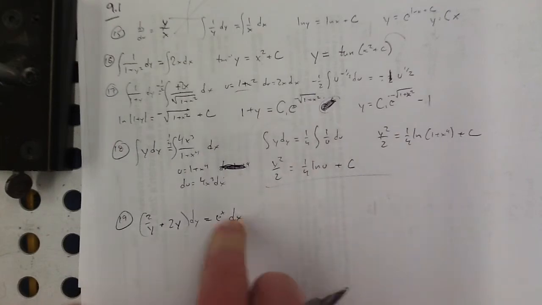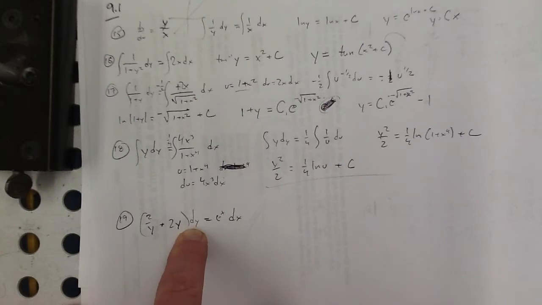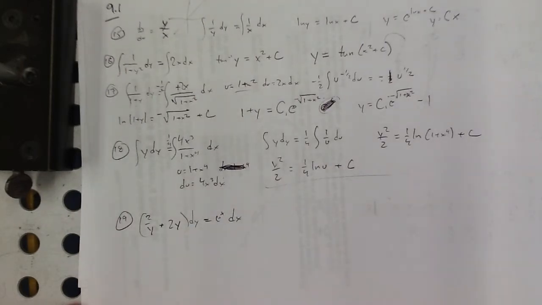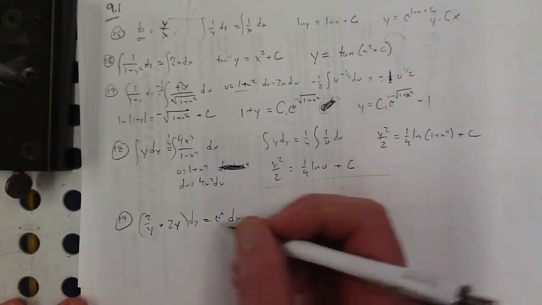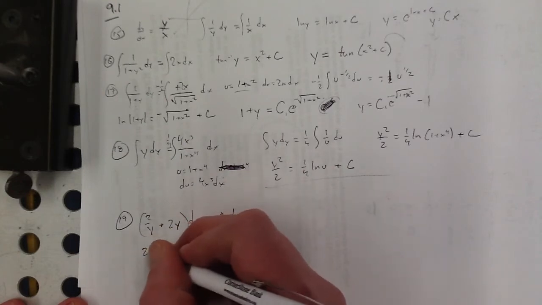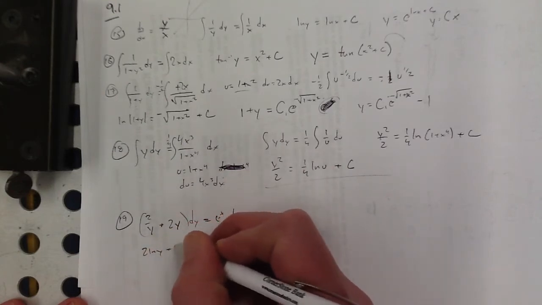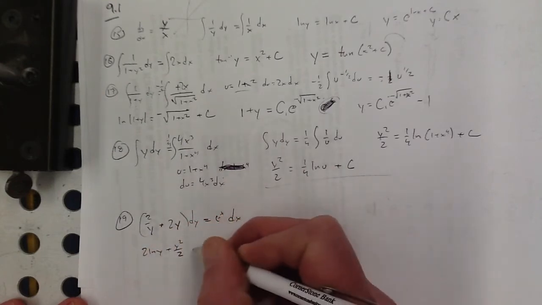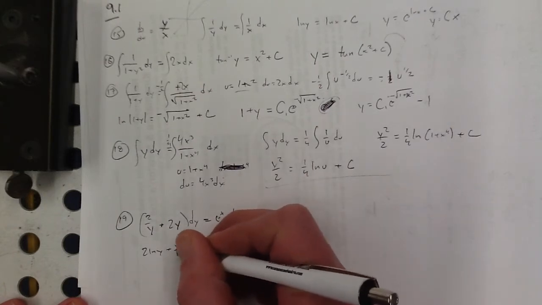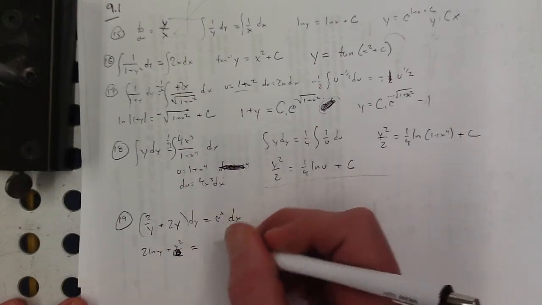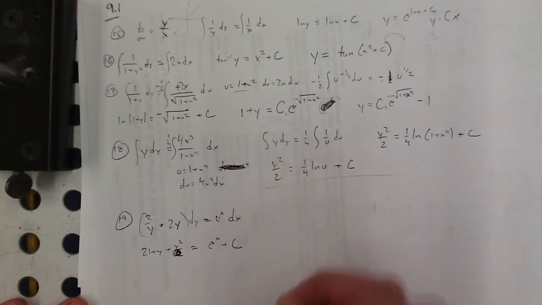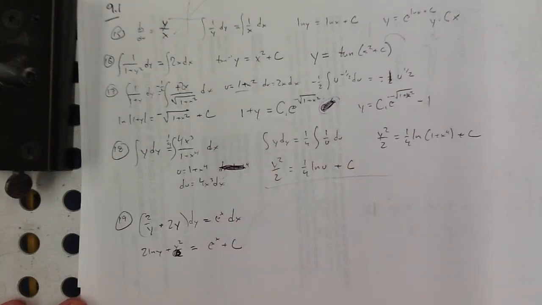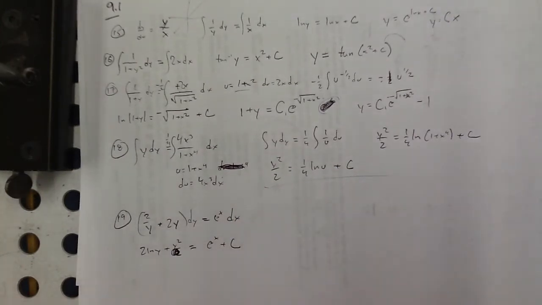Where'd the dx come from? Because I turned the y prime that was on the left into dy dx. That's where that came from. Antiderivative, let's see, so this is 2 natural log y plus y squared over 2, sorry, just y squared, not over 2, is equal to e to the x plus c. Want to solve that for y? Good luck with that. You can't do it. So we are just going to leave it like that.